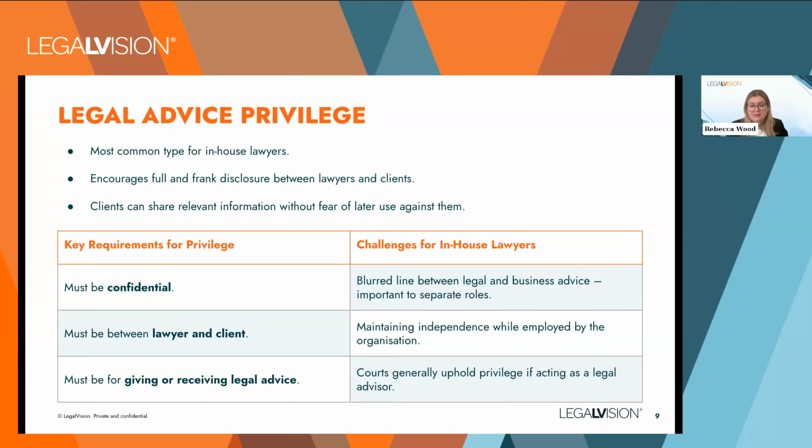Secondly, maintaining independence can also be challenging, particularly when you're employed by the organization that you're advising. Courts have acknowledged this challenge, but have generally recognized that in-house lawyers can maintain privilege as long as they're acting in their capacity as legal advisors. So what you want to be doing is making sure that you're very clear in terms of what you're being asked to do and what you're being asked to deliver.